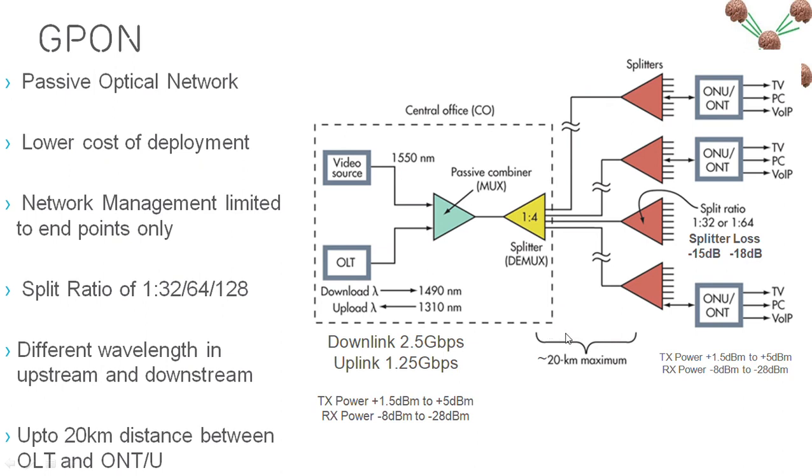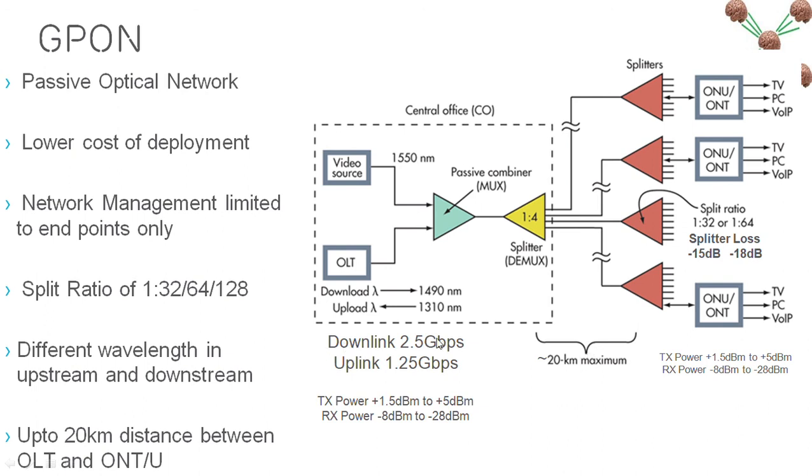But the one thing is that you can send the power of almost up to plus 5 dB maximum, and you can receive it on minus 28 dB. So you have to remain within the budget of almost 30-32 dB. If you go beyond, then your signal will be lost. Generally this gives you a distance of approximately 20 kilometers. So between the OLT and the ONT, you can go a maximum of 20 kilometers.